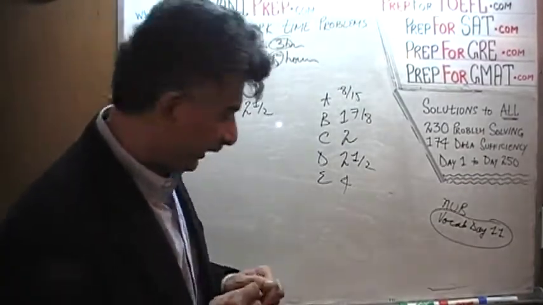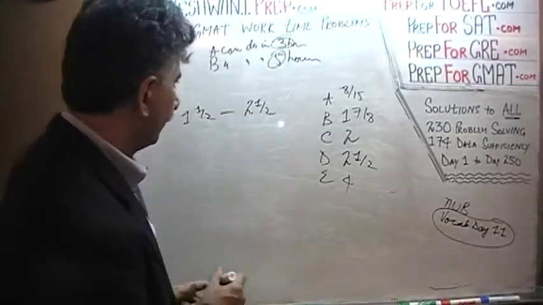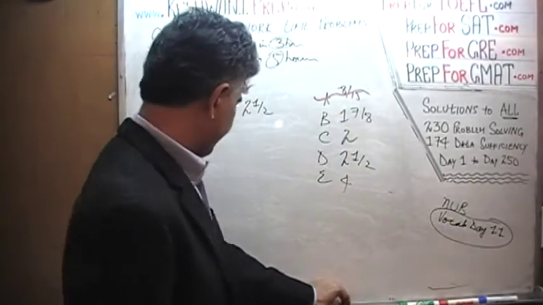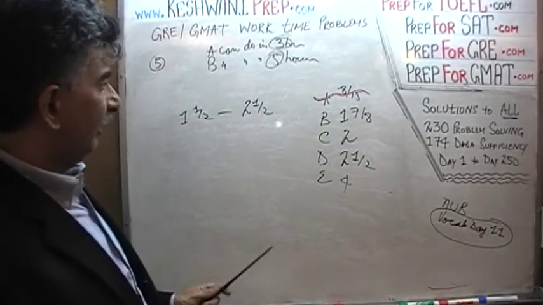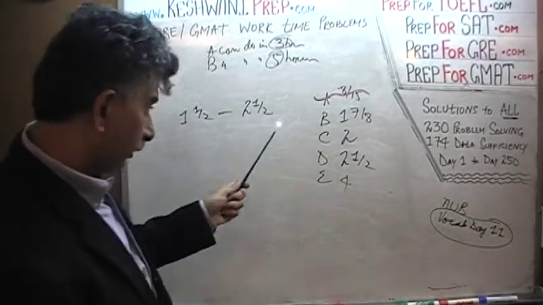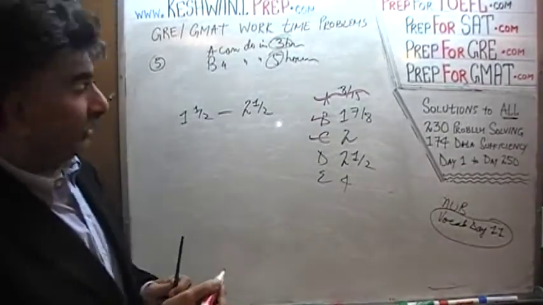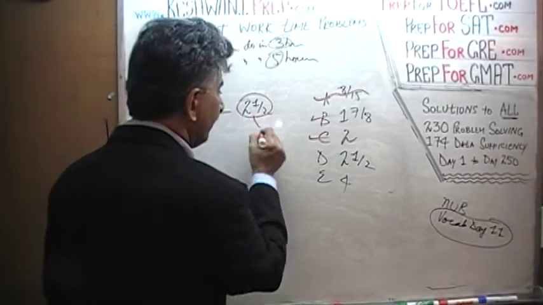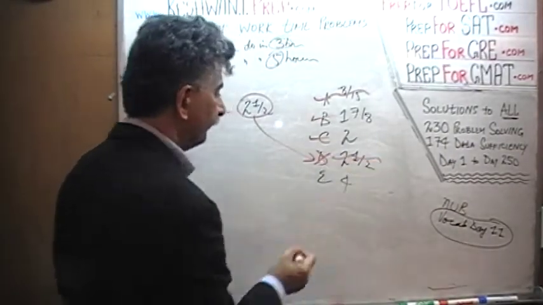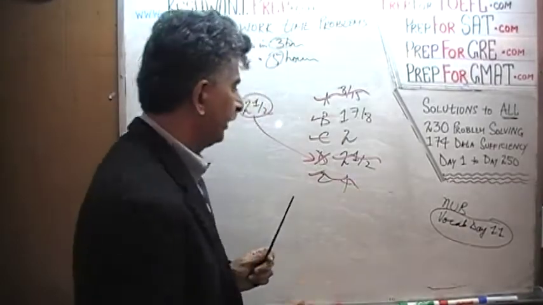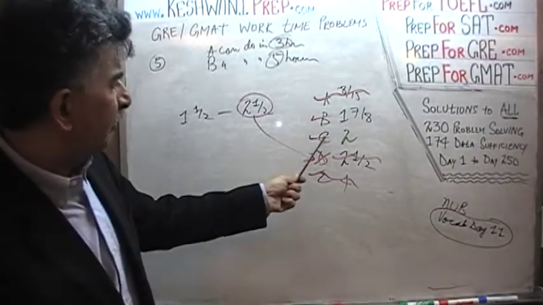Again, I need my red color. It cannot be 8/15, that's just silly. It cannot be 7/8. It could be 2 actually. It can be 2. Oh, this is getting interesting. But it can't be 2.5. That's just silly. And obviously, it most certainly cannot be 4. So the answer is either B or C.